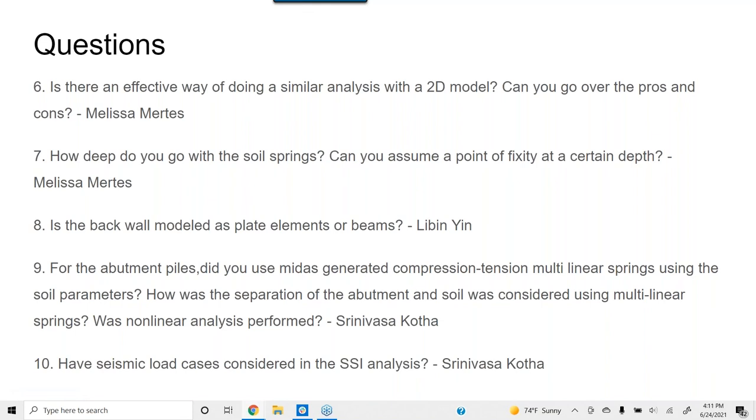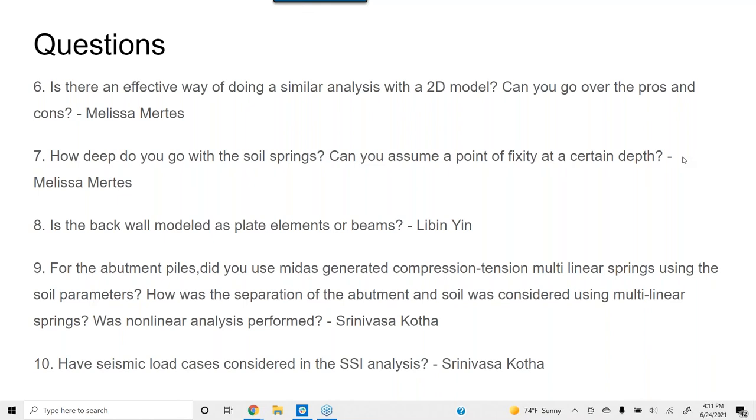And for question number nine, for the bottom of the piles, did you use compression-tension springs with separation? I think yes, I did use them. For the abutment, I just use the compression-tension spring, and I think Angela just answered this question.